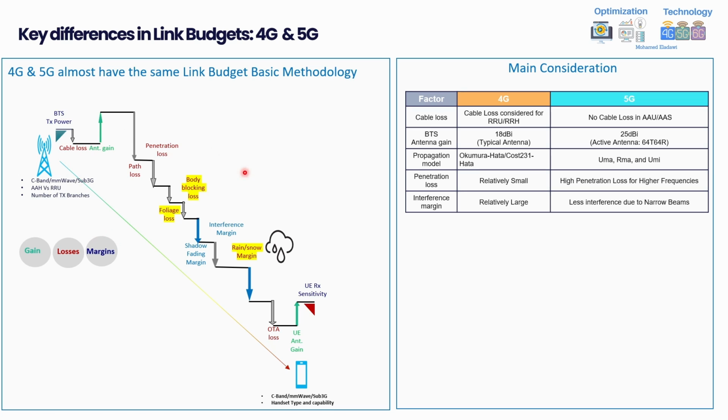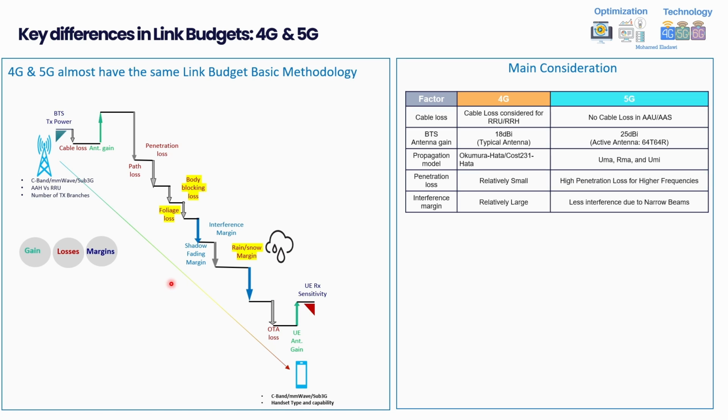So now let's go through the overall calculation methodology. This is a BTS, for example, transmitted power. You might have some cable losses. This depends on whether you're using, for example, AH or RRH. Then you will be adding the antenna gain. Then you'll be considering all the losses in between. Then at the end, you will be adding the UE antenna gain, and this will be your last received power calculation and so on. So, okay, what are the main differences?